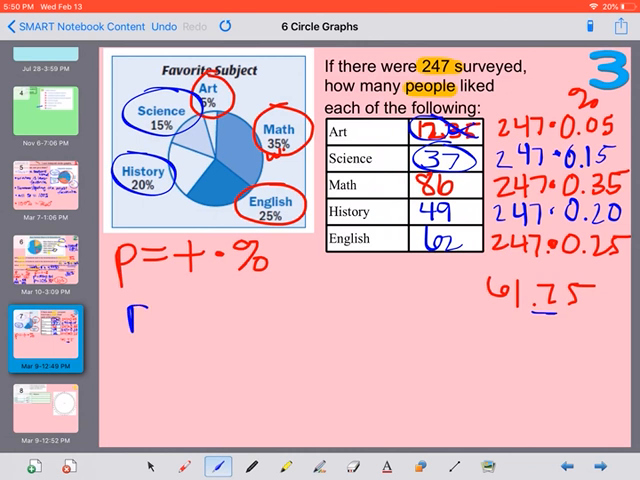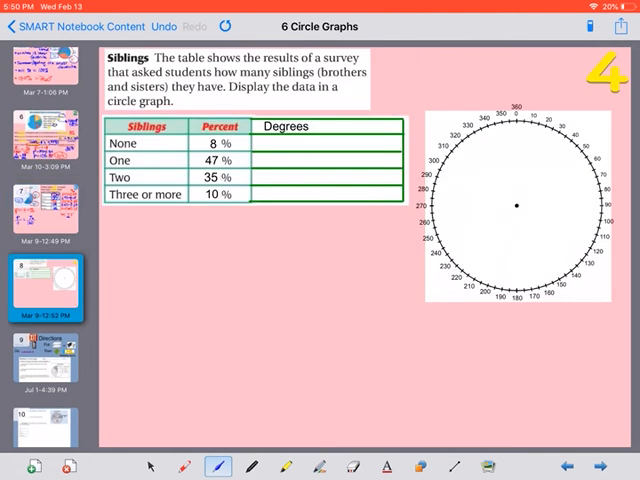If you set up a proportion for each of these, that works as well. It's just a lot more work. This last one is where we need to take our time and be extra careful. It says, the table shows the results of a survey that asks students how many siblings, meaning brothers and sisters, they have. Display the data in a circle graph.